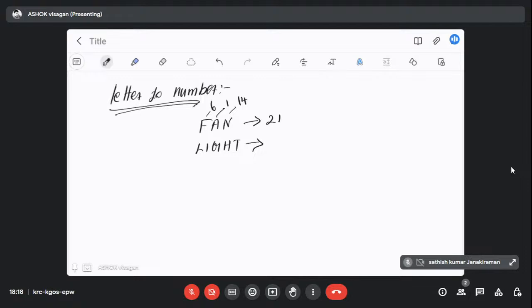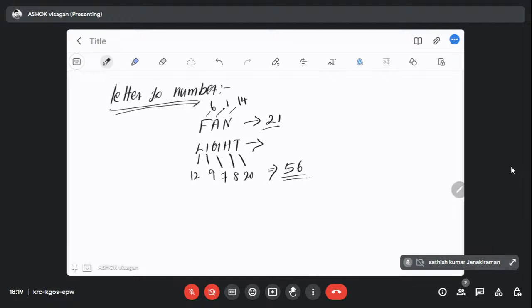So whatever the relationship they are having, we need to find out that. So 6 plus 1 is 7, 7 plus 14 is 21. Then what can be the possible value for the word light? L is 12, I is 9, G is 7, H is 8, T is 20. Add all the values: 28, 35, 44, 56. So here the answer is 56.